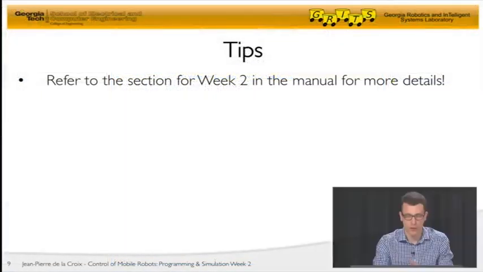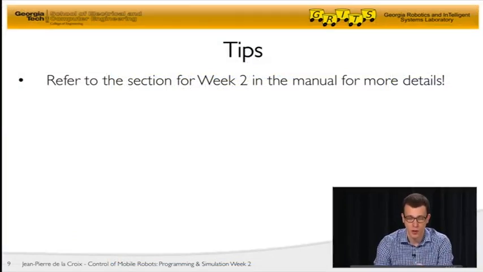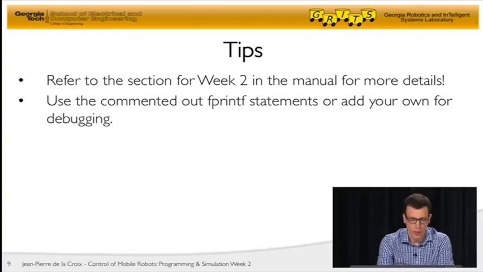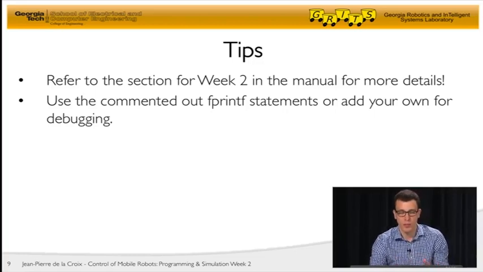My two tips for this week are, first of all, to make sure you read the section on week 2 in the manual for more details than you find in these slides. And also, to use the commented out fprintf statements that I've included in the code, and to maybe add some more of your own. This is really useful for debugging because, for example, when you're implementing the odometry, you want to print out what you're currently estimating the position of the robot to be. For example, you can easily see that my robot drove at 45 degrees, but I also needed to print that out to the command line to make sure that those values match up.